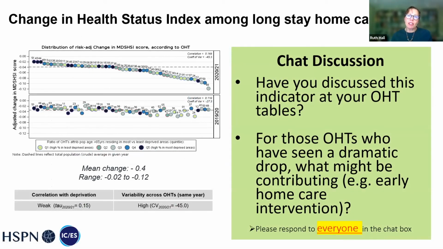So again, I'm just sharing with you one of the 5 indicators that we had identified among those priority populations. Again, are these being discussed at your tables? And for those OHTs who have seen a dramatic drop, what might be contributing to these declines or increases that we saw in the mental health indicator? Open up for any conversation, thoughts. Yeah, access to, yeah, exactly. Community services being limited during that year. And home care, yeah, human resource deficits are a real challenge for sure, particularly in that 2021 period.